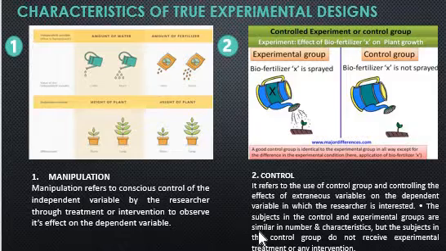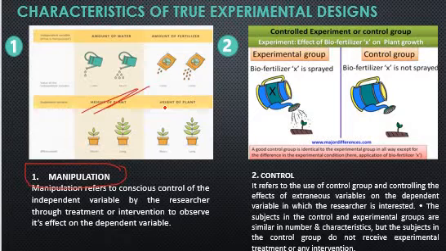A true experimental design consists of three cardinal features or characteristics. That means a true experimental research design must essentially consist of the following characteristics: manipulation, control and randomization. First we will see what manipulation is. Manipulation refers to a conscious control of the independent variable by the researcher through treatment or interventions to observe its effect on the dependent variable.